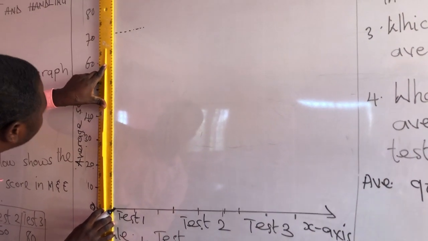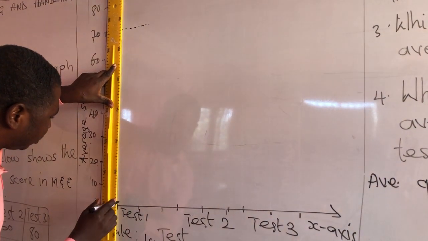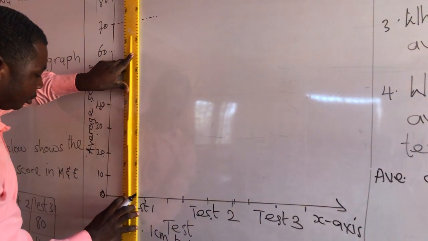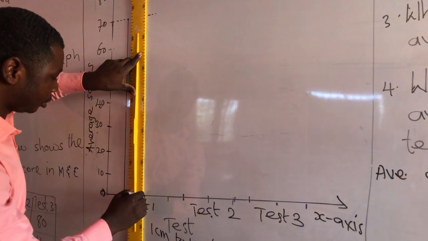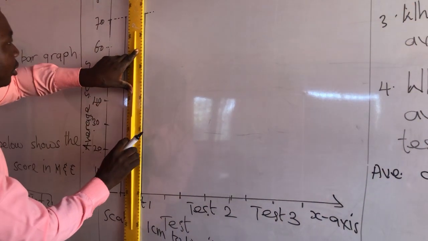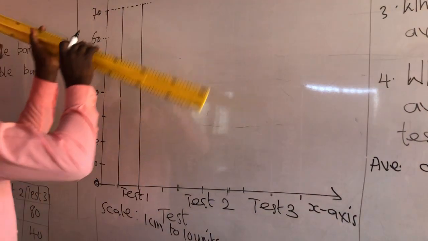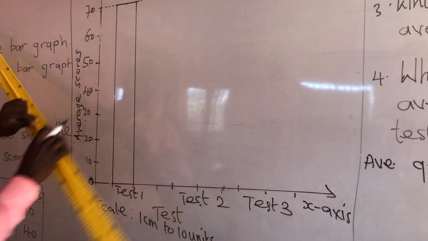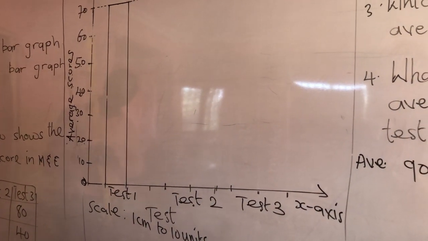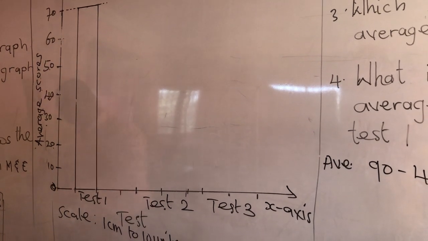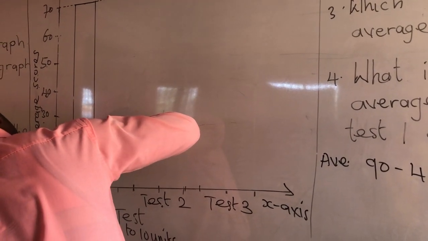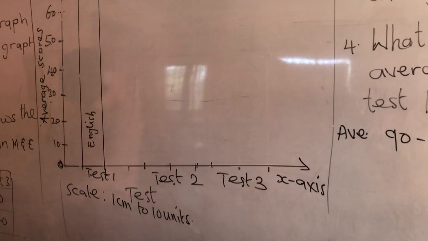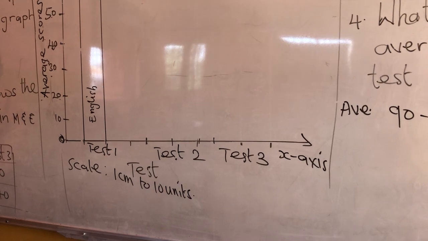So now we have this. Now we draw a straight line to end the bar. That is where we want to end. So this is for which subject? English. Now, it's double, right? Because the two subjects are moving together.